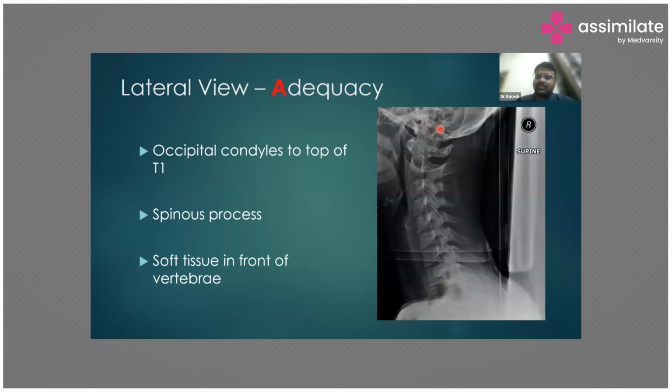So this is your C1. This is your C2, 3, 4, 5, 6, 7, and this is your T1. So the top of T1 and these are your occipital condyles. If this is visible, then this is adequate. You are also able to see all your spinous processes and the soft tissue in front of the vertebrae. So this is called an adequately exposed lateral film.